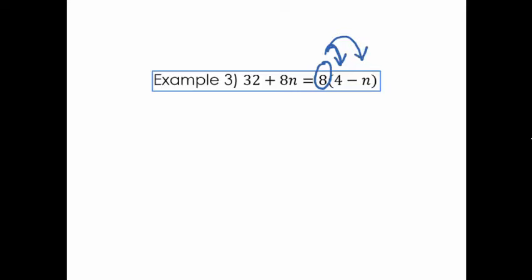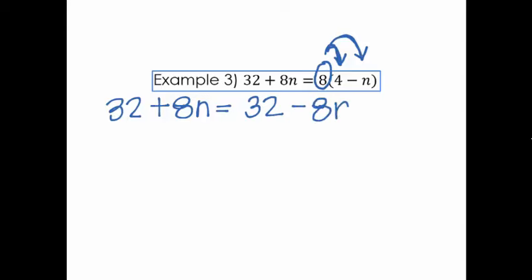So before I do that, I'm going to write down everything that's on the left side of this equation because I'm not going to really mess with it yet. So 32 plus 8n equals. And then I'm going to do this 8 times 4, which gives me 32. 8 times negative n, which gives me negative 8n.